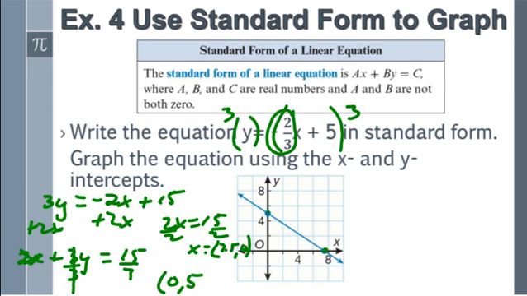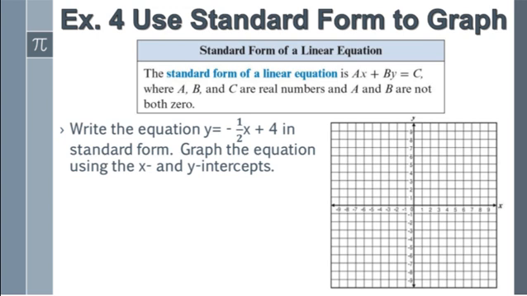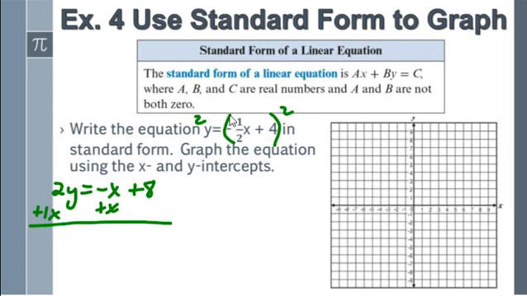So let's take a look at our example here. Write the equation y equals negative half x plus 4 in standard form, and then graph the intercepts. So I need to multiply everything by 2 so I can get rid of my denominator and find out what the coefficient is in front of the y. So now I have 2y equals negative half times 2, which is just a negative x, 4 times 2 is 8. Now I can add x to both sides. So now I have x plus 2y equals 8.